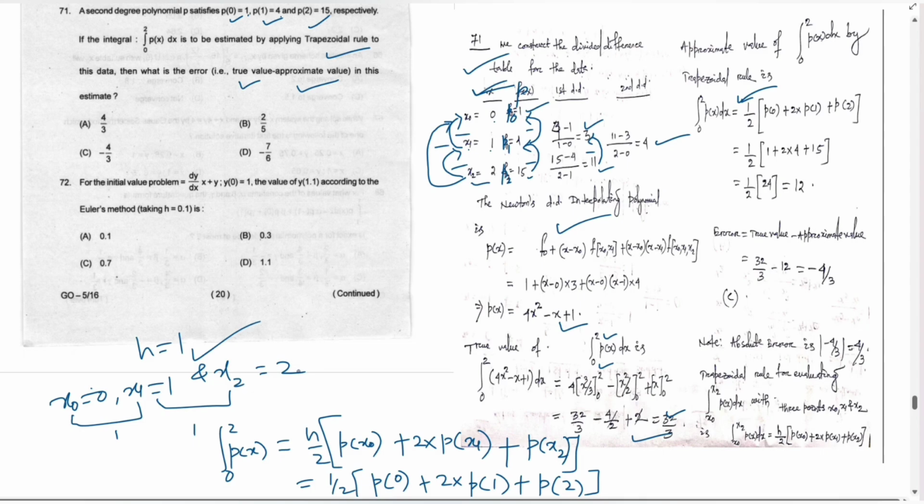Now we use the values p of 0 is 1, p of 1 is 4 and p of 2 is 15. So using the given values of the polynomial p at x equal to 0, 1 and 2, we obtain the approximate value of the integral by trapezoidal rule, which is 12. Now the error is true value minus approximate value, so which is 32 by 3 minus 12, which is minus 4 by 3. So option C is correct.